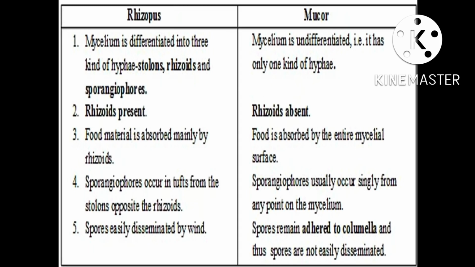In Rhizopus, sporangiophores occur in tufts from the stolon opposite the rhizoids. In Mucor, sporangiophores usually occur singly from any point on the mycelium. Rhizopus spores are easily disseminated by wind, while in Mucor, spores remain adhered to the columella and thus are not easily disseminated. So these are the differences between Rhizopus and Mucor.